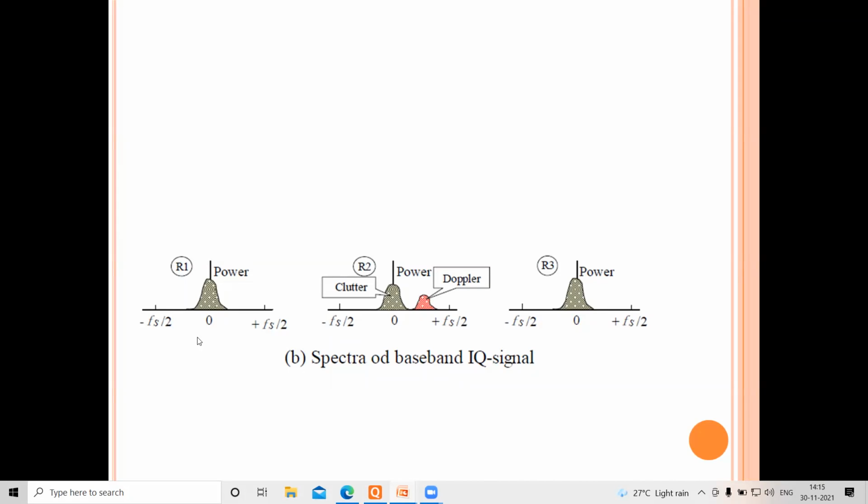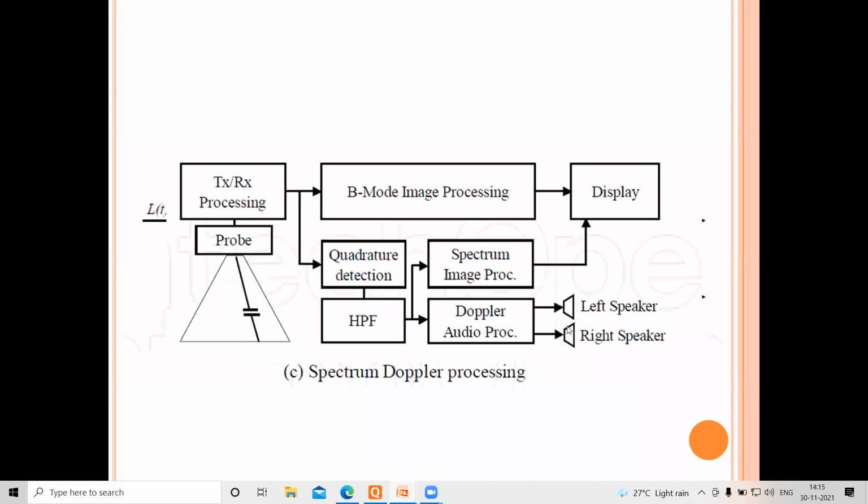Then the other thing is, if this Fs is not maintained, one will overlap with the other. So what you're doing is taking two signals now. One is your Doppler, the other one is clutter. Then you're analyzing in the form of I and Q signals. So what is being done? You have a signal, you have a B mode, then you display it. Then we go for the same signal, we go for quadrature detection. Then you do high pass filtering. Then the spectrum of that particular image is taken and displayed.